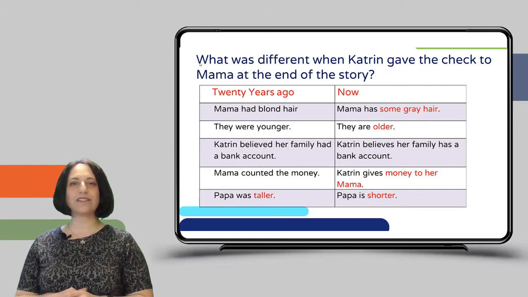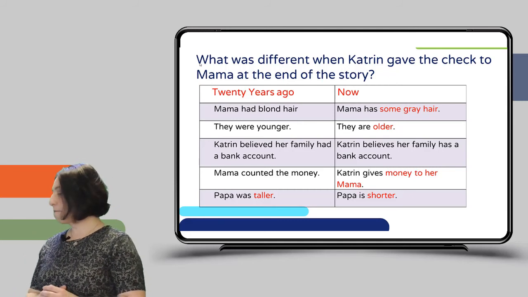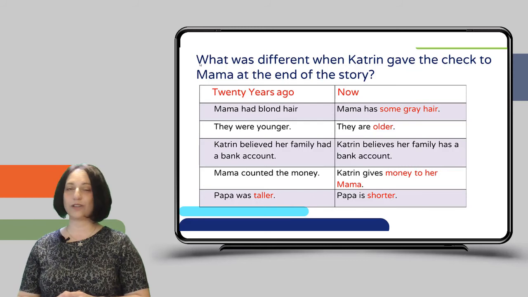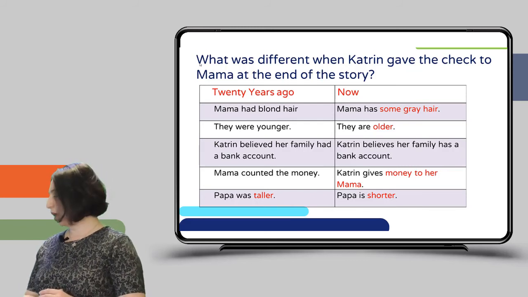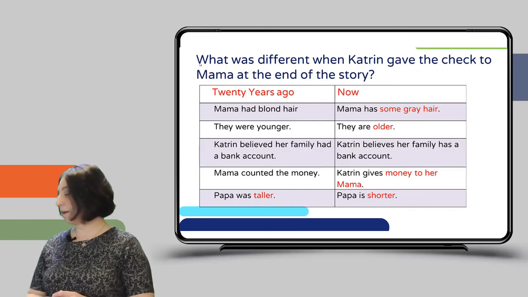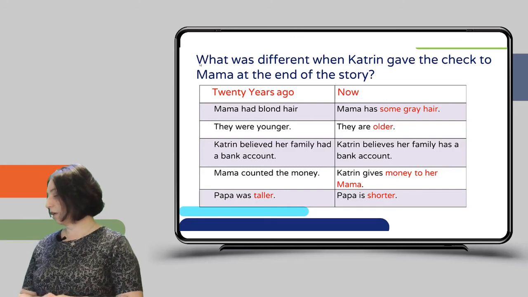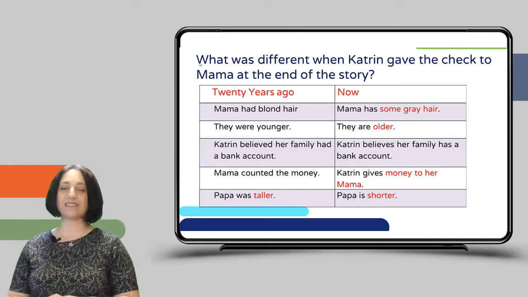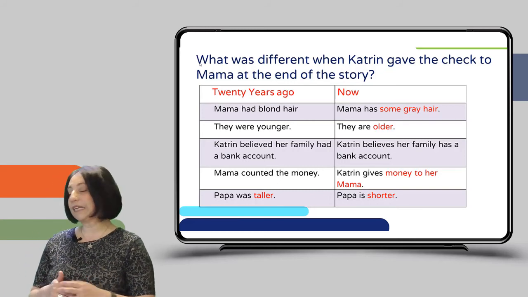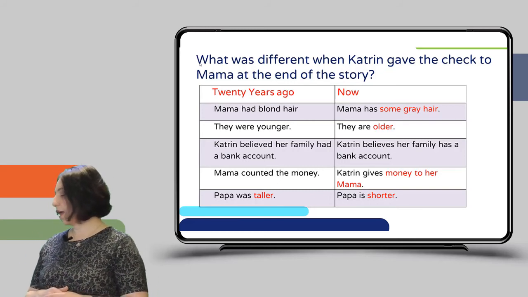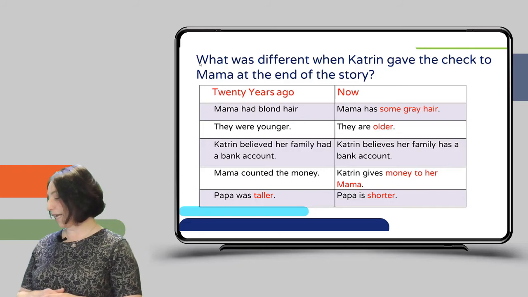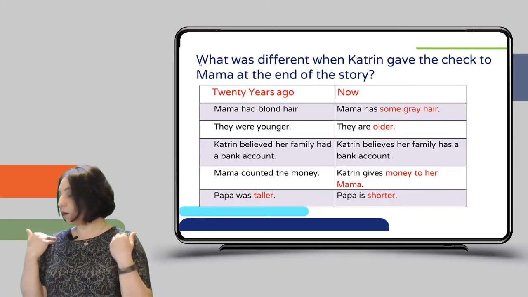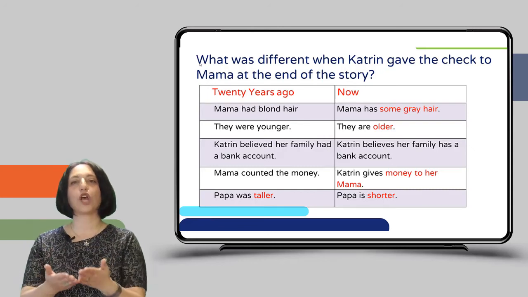Is that what you wrote? I hope so. Mama has some grey hair. She doesn't have blonde hair anymore. Her mama and papa are older. Katrine believes her family has a bank account, right? That's what she believed. She thinks. Katrine gives money to her mama, and Papa was taller, but now he is shorter.